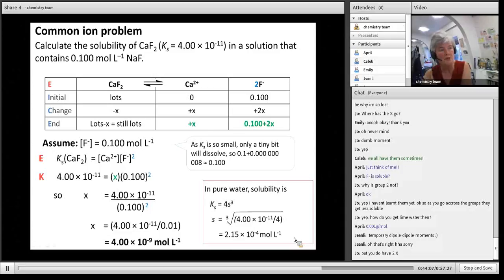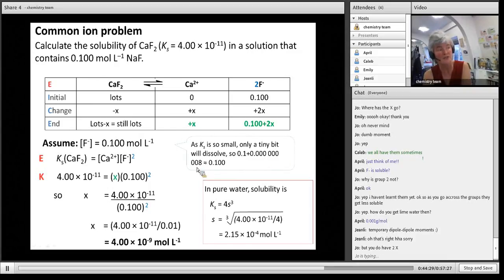I do have 2x, but for the fluoride. And because I had 2x for the fluoride, and my common ion was fluoride, I can ignore the 2x. Because the fluoride, I can assume to still be 0.1. Because if you add the 0.1 plus the tiny bit of fluoride that comes from the calcium fluoride, it's still going to be, to 3 significant figures, 0.1. So Joe, does that make sense?